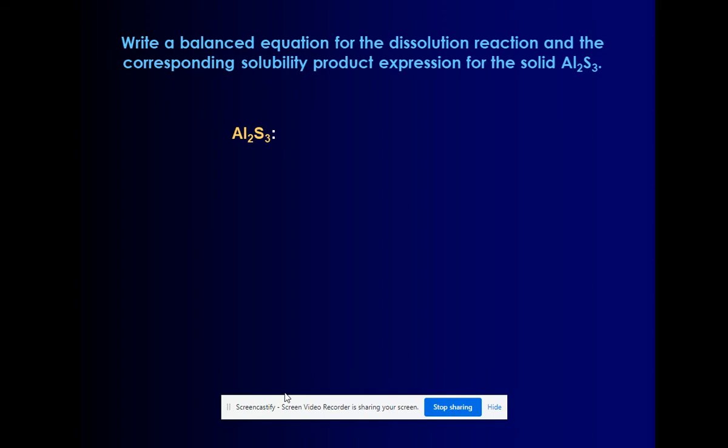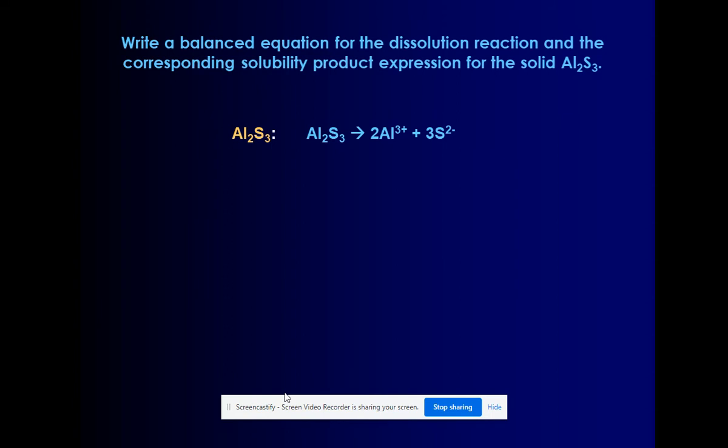Sorry about that. We're going to write a balanced equation for aluminum sulfide going through a dissolution, and then we're going to write the Ksp expression. So we're just going to practice what we did with the previous example with bismuth sulfide. In this particular one, you still have 2 aluminums and you have 3 sulfurs that are forming. So when you write that reaction, which should be with the double arrow, you would see 2 aluminum ions form and 3 sulfur ions form.